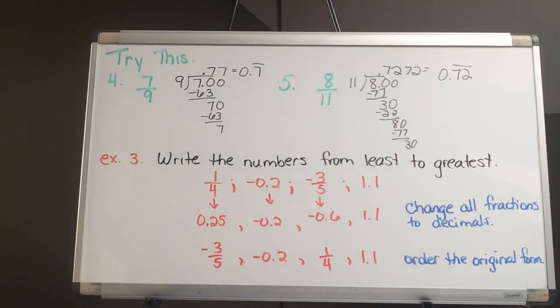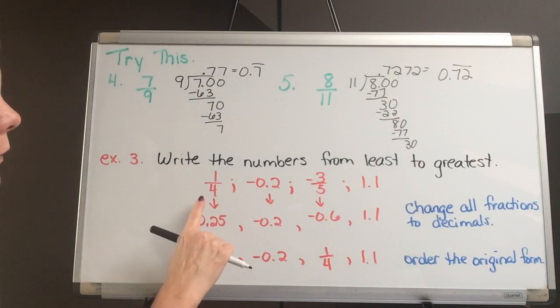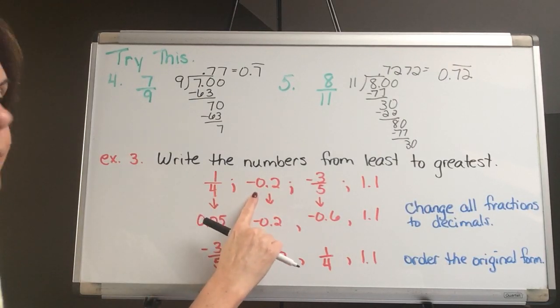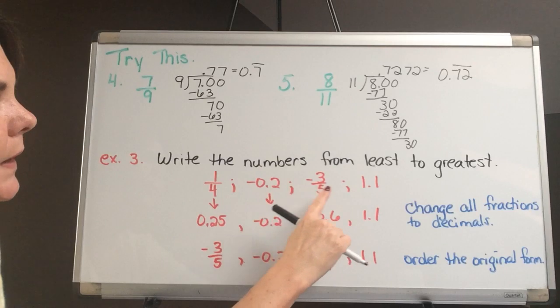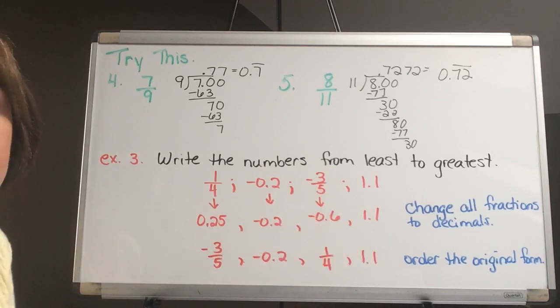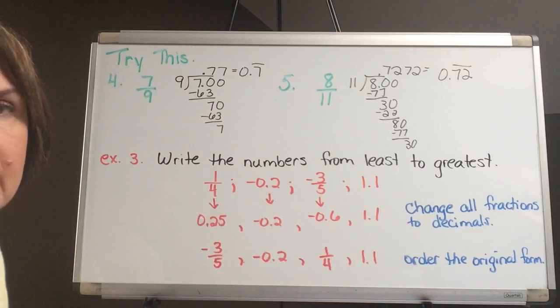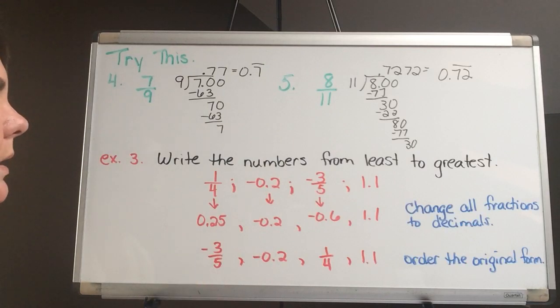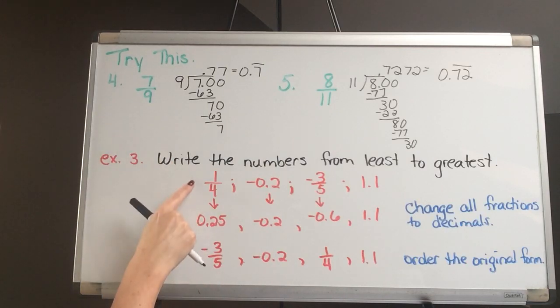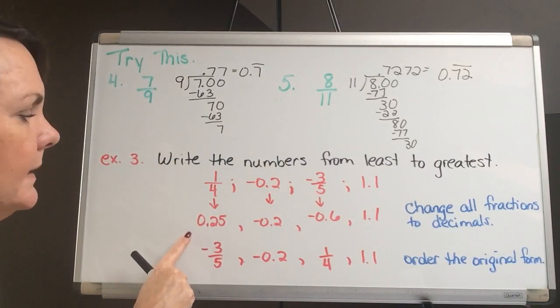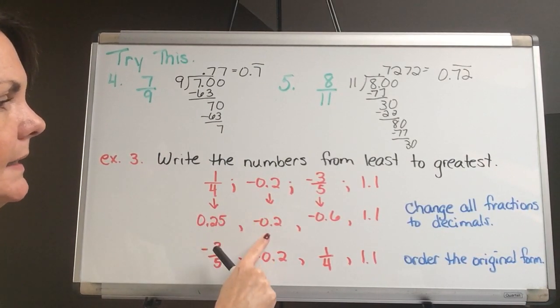Now, if we take a look at example 3, write the numbers from least to greatest. I have a mixture here of fractions, 1/4, -2/10, -3/5, and 1 1/10. All right, so your first step is to change all of them into decimal form, much easier than changing them all into fractions. So 1/4 I know is the decimal 0.25 or 25/100ths. This stays the same.